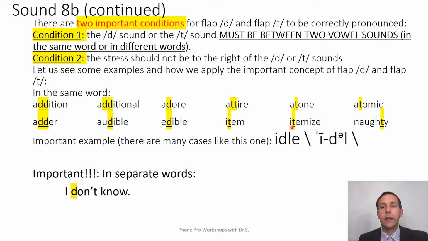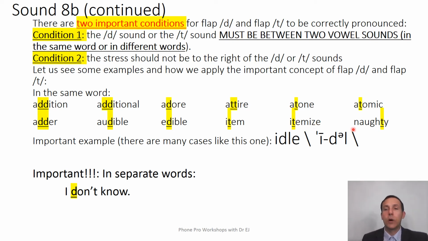Now, the next one is itemize. Itemize. It is a related word to the word item, itemize. So the t sound is between two vowels, I, and then a, which is not stressed. That's condition number two, the stress. So since both conditions are met, you say itemize, itemize.